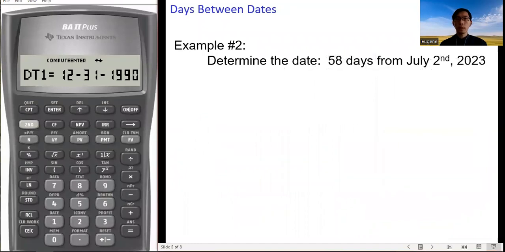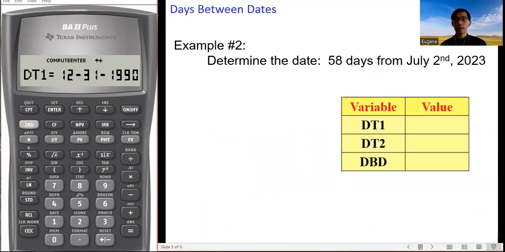Determine the date which is 58 days from July the 2nd, 2023. All right, so DT1: July, key in as 7, the month. The decimal point, and then for the days, 2 value. The 2nd of July, we input as 02. And then the last 2 digits of the year, 23.